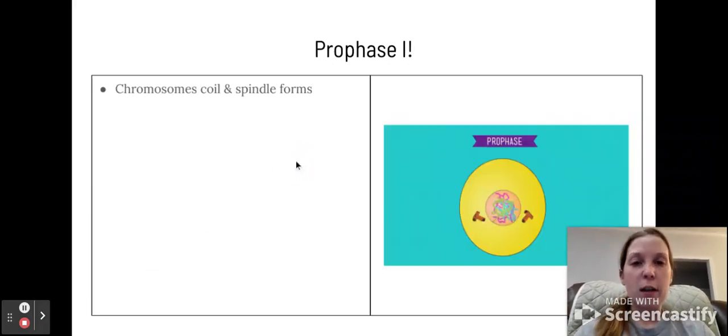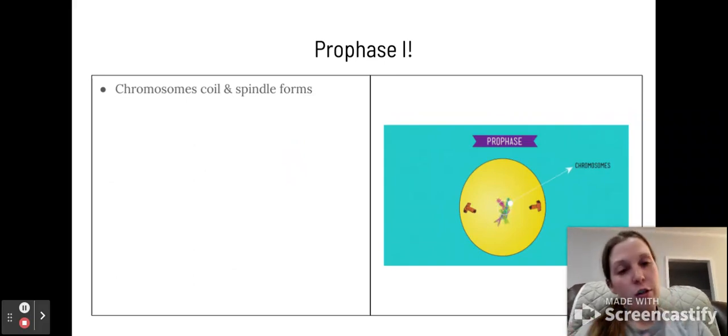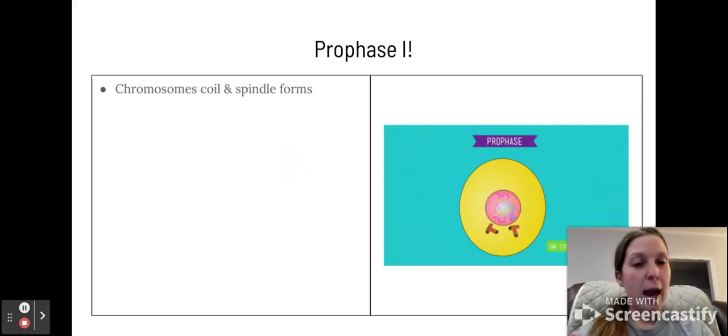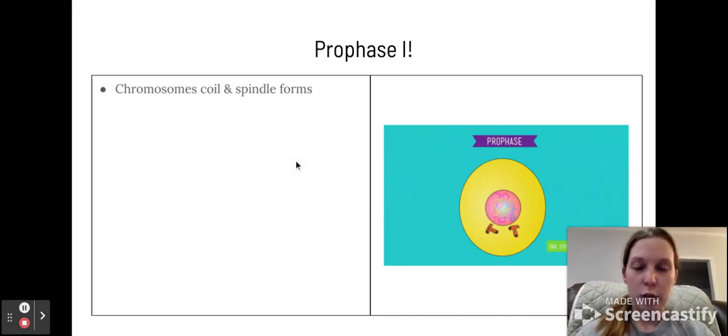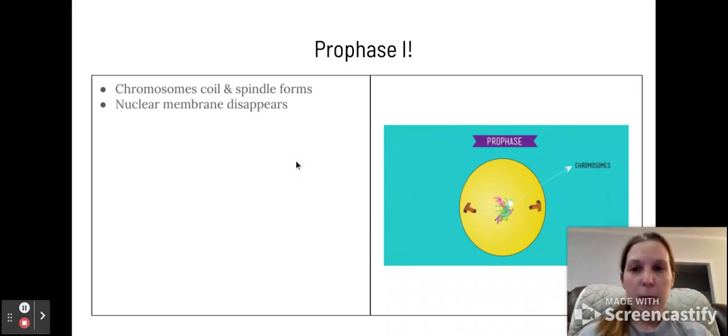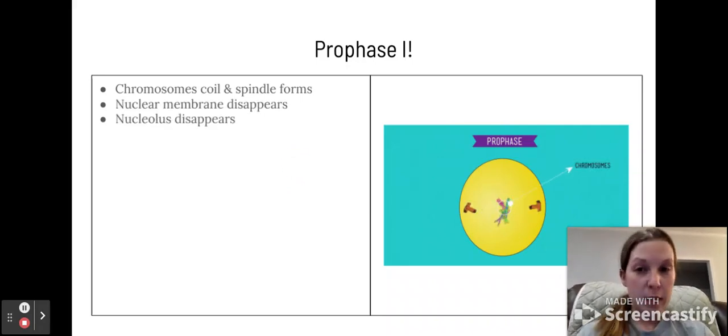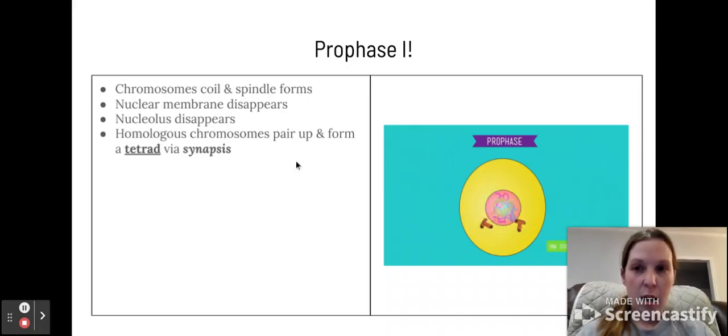Then for prophase 1, the first set of meiosis 1 and mitosis are basically identical. So here the chromosomes will coil and the spindles will form just like normal. The nuclear membrane disappears. The nucleolus disappears. And then the homologous chromosomes pair up and form a tetrad via synapsis. So they're going to pair up just like we saw originally, and that tetrad is going to form.